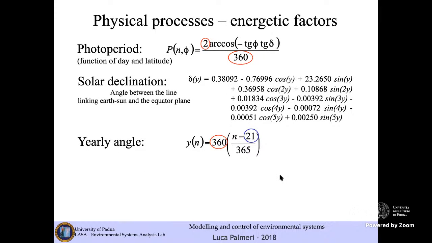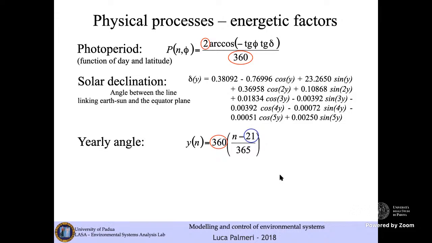How can we model the energy coming from the sun on the Earth? First of all, we shall recognize the fact that not all the places and not all the periods of the year receive the same quantity of solar energy.